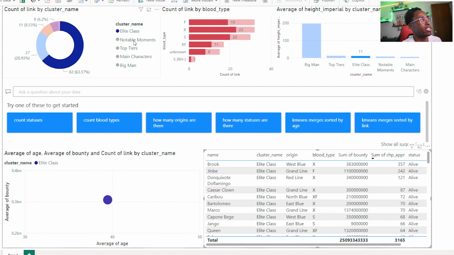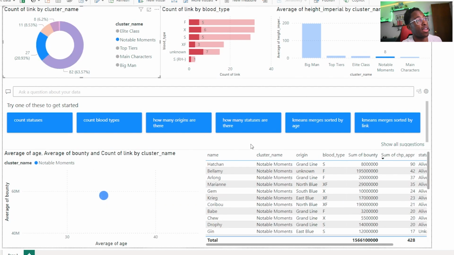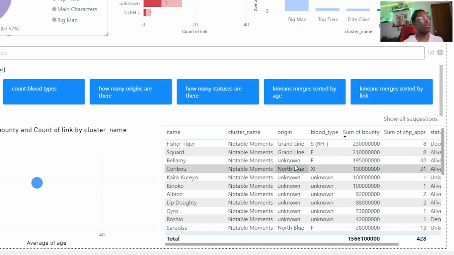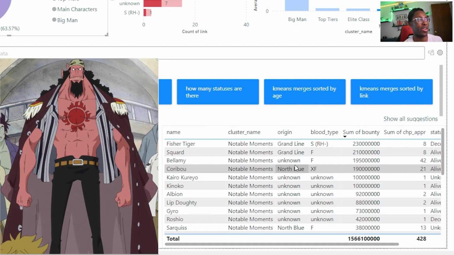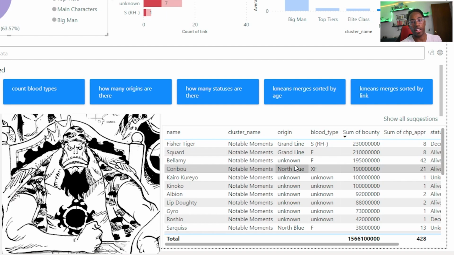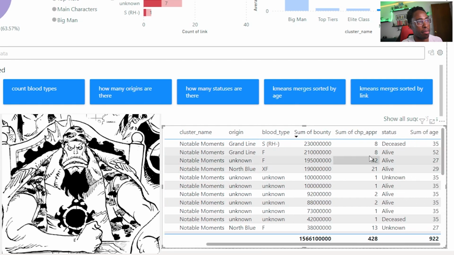Now let's go to notable mentions. Okay, so resorting by bounty. So for notable mentions, right off the bat we have Fisher Tiger and we have Squard. Talking about those two characters in particular, I think when I was coming up with the name for this group, these characters kind of defined it for me. So Fisher Tiger, having the highest bounty in this group, obviously doesn't appear in many chapters.